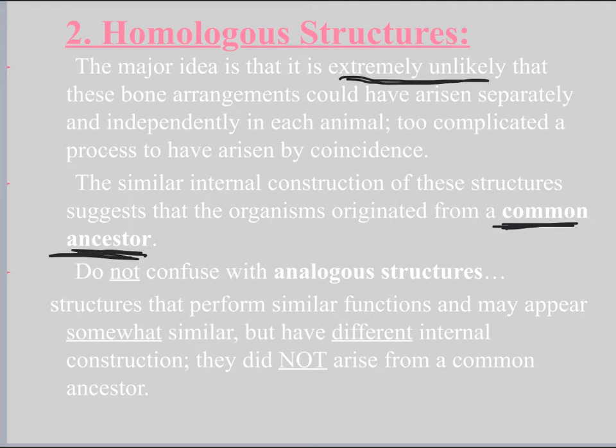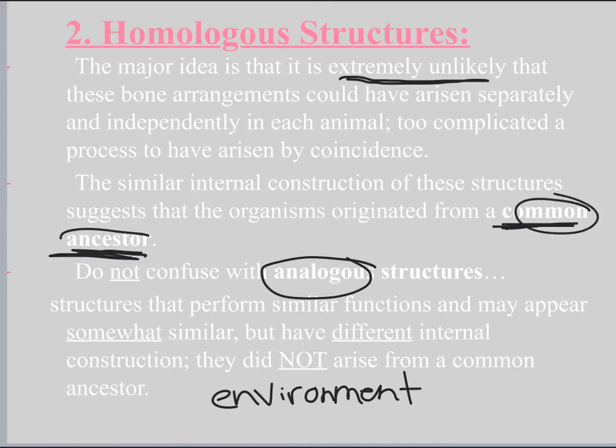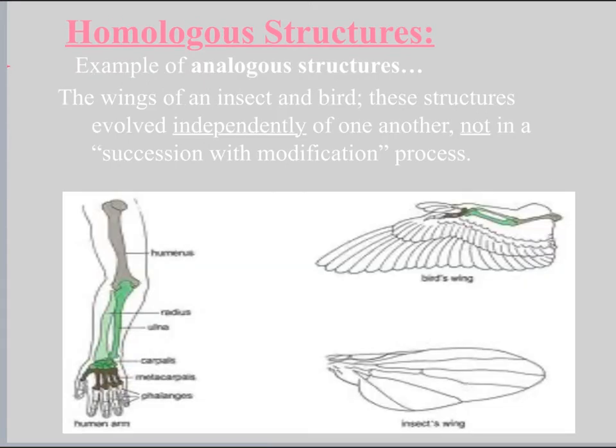What those things indicate, analogous structures, indicate a common environment. So homologous structures indicate a common ancestor. Analogous structures indicate a common environment. So again, human arm, here's a bird wing, here's an insect wing, okay?